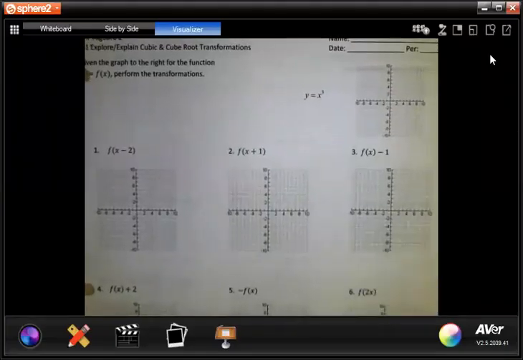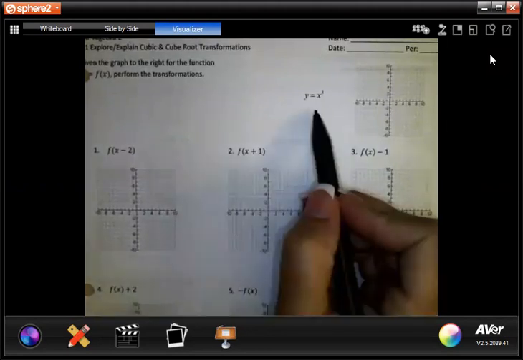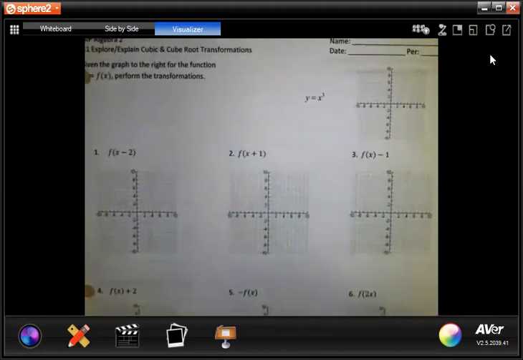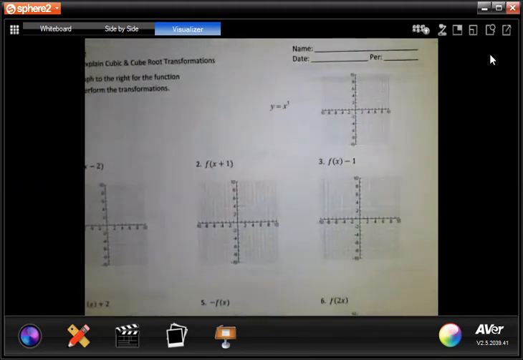All right, today we're going to start working on cubes and cube roots. And we'll start with the cubic y equals x cubed. I'm going to go ahead and refresh your memory from the beginning of the year where we introduced you guys to all of these functions.